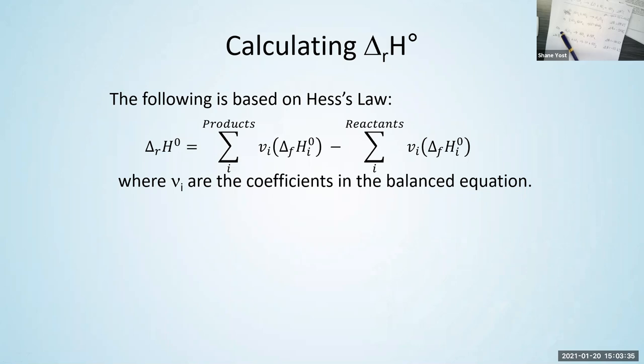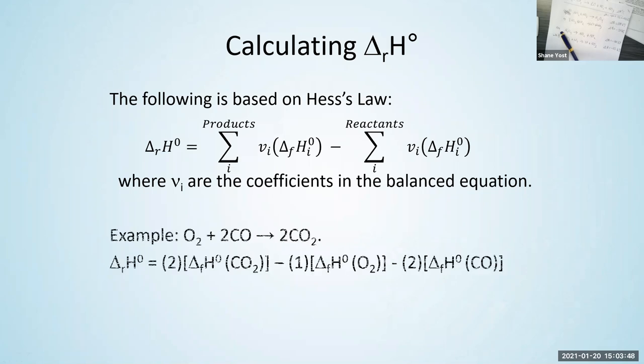Hopefully this is something that maybe you've done before in a gen chem class or things like that. But if it's not familiar, an example would be, say, for this reaction, O2 plus 2CO going to 2CO2, the overall enthalpy change for that reaction can be written as the enthalpy of formation of CO2 times 2, because its stoichiometric coefficient is 2 here, minus the enthalpy of formation of the reactants, which is the enthalpy of formation of O2 times stoichiometric coefficient 1, minus the enthalpy of formation of CO times its stoichiometric coefficient of 2.